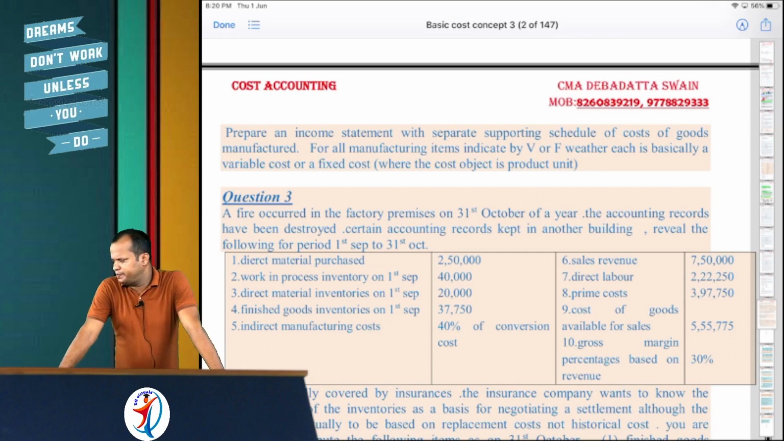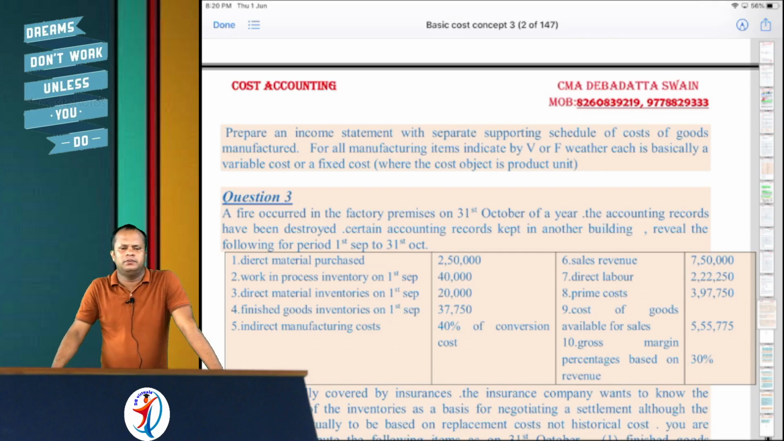Sir, opening stock of raw material plus purchase of raw material minus closing stock of raw material, the result is called raw material consumed. Then we will add direct wages and direct expenses to get prime cost. Then we will add factory overhead, opening stock of WIP, and deduct closing stock of WIP to get factory cost or work cost.